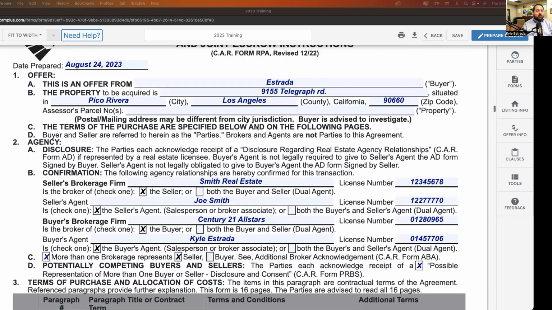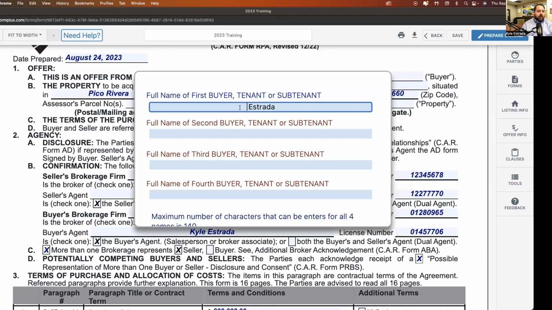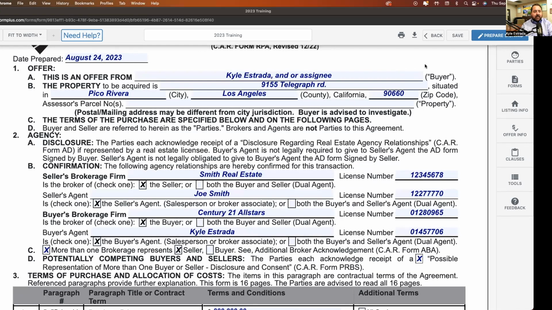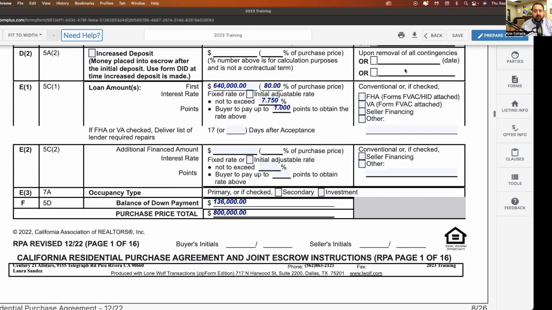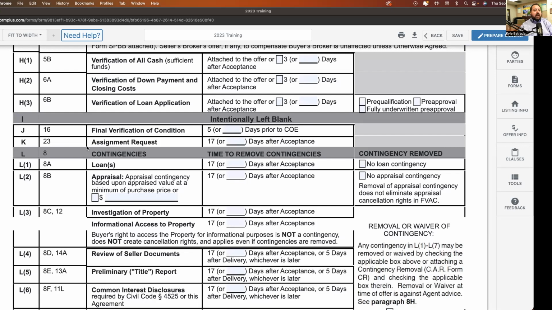I don't know why it only has my last name, but if it said "and/or assignee" when I wrote the offer, then with the seller not issuing a counter, they have already agreed to allow me to assign. So the only thing I have to worry about here is the amount of time I have to make that assignment. 17 days should be more than enough, okay?